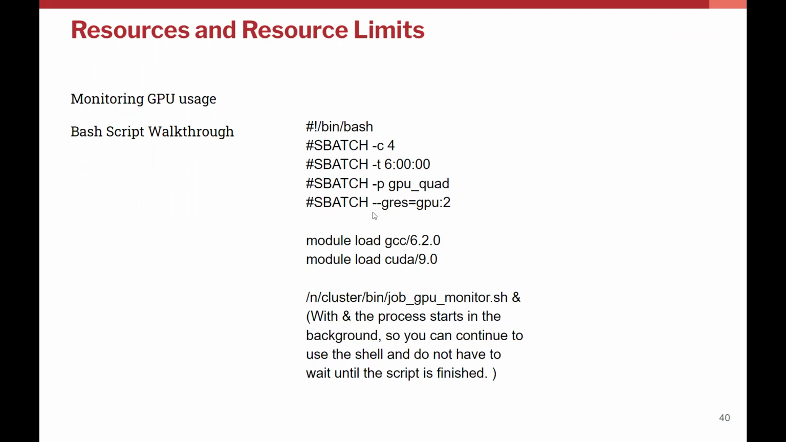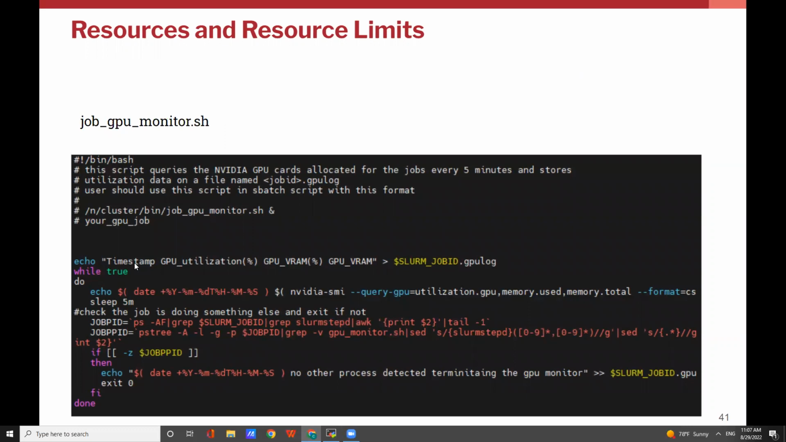This is a normal .sh bash file, like we just did. So here we specified everything and we load our environment, and then we're gonna run this GPU monitor.sh. See, there's an ampersand. With the ampersand, the process starts in the background, so we can continue to use the shell and do not have to wait till the script is finished. Yeah, let's walk this through. Echo basically means print. While true, because it's gonna keep running until the job is finished. We echo the nvidia-smi, which is a command to check the current GPU usage, and sleep 5 minutes.